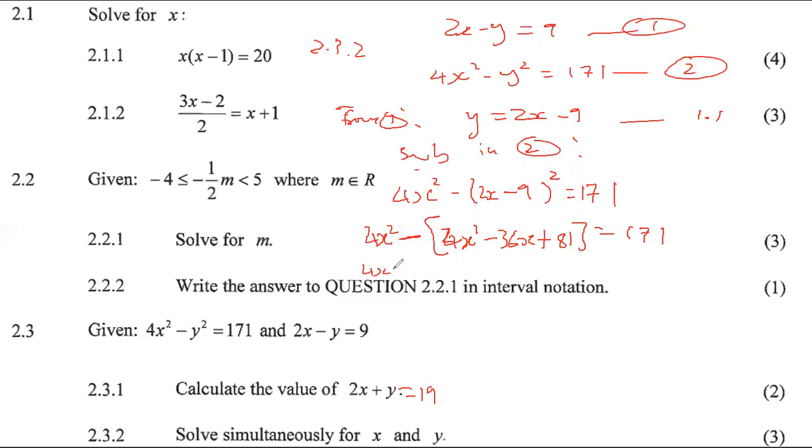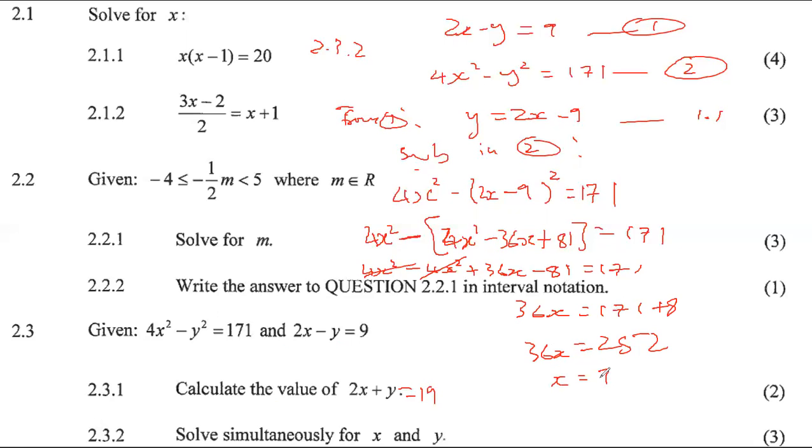So you can see now 4x squared. This is why this bracket was important, because I can now see that this must be minus 4x squared, but this here should be 36x, and then this should be minus 81, and that is 171. So this takes care of that, and I have 36x equals 171 plus 81. So what is 171 plus 81? That should be 252, and then this is 36x. Now let's see if this can go in there, and we can see that x equals 7.